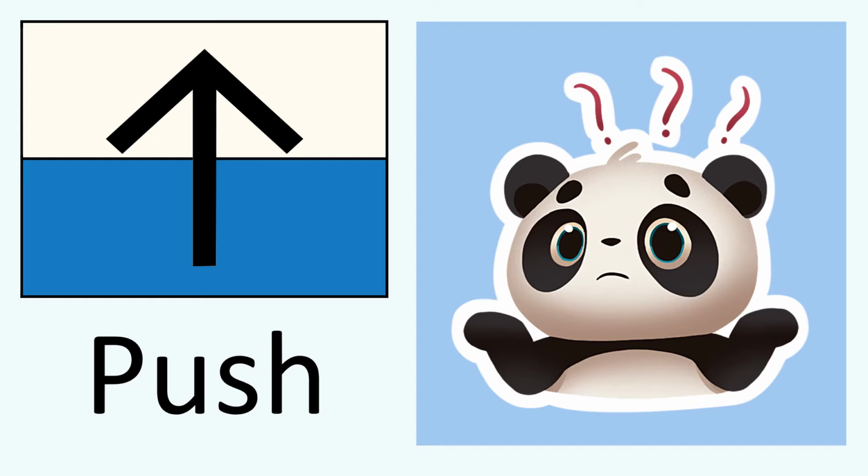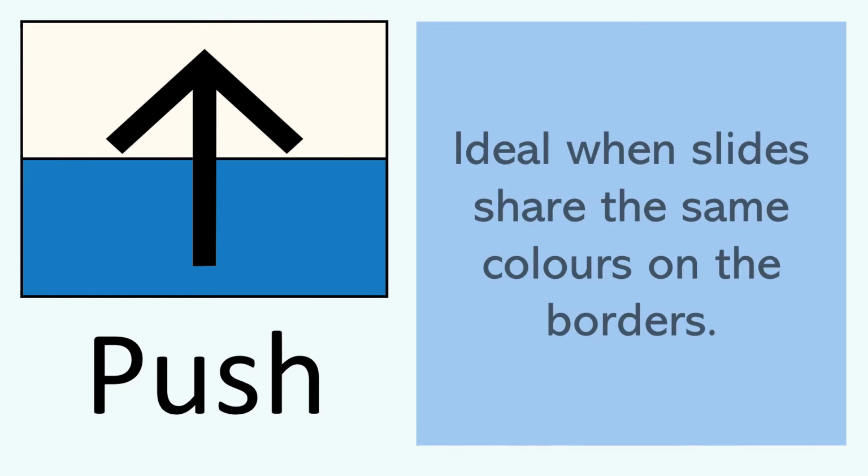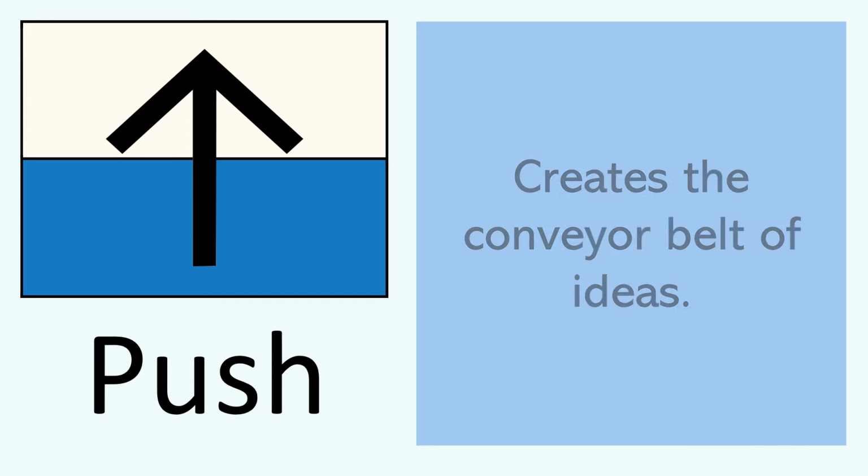First, we're going to look at the push transition. Now this is the one that I use most often. But why? Well, there's several reasons. First, we want to understand that this is ideal when the slides share the same colors along the borders. If there's different colors, the transition looks a little more abrupt, but when they're the same, it's almost as if they blend together, and it creates this conveyor belt of ideas.